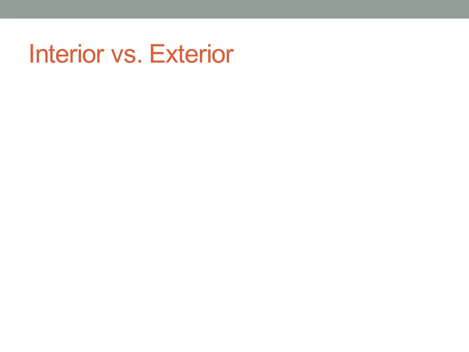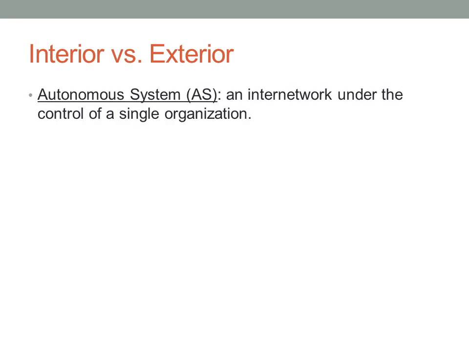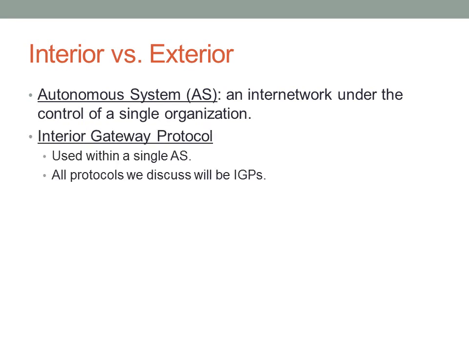So there are several different distinctions in the type of routing protocols that we'll be discussing. And the first one I want to talk about is interior versus exterior routing protocols. Now, first we need to talk about the term autonomous system. An autonomous system is ideally basically a single organization or the network under the control of a single organization. For example, AT&T might be considered a single autonomous system, or perhaps Cox, or maybe Wichita State. And so an interior gateway protocol is going to be used within a single autonomous system.